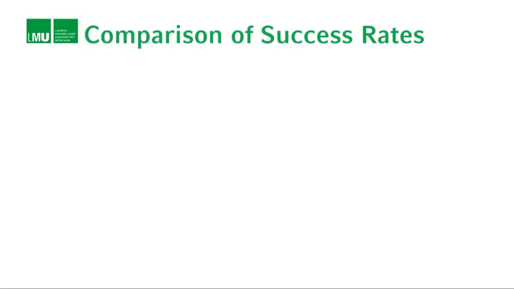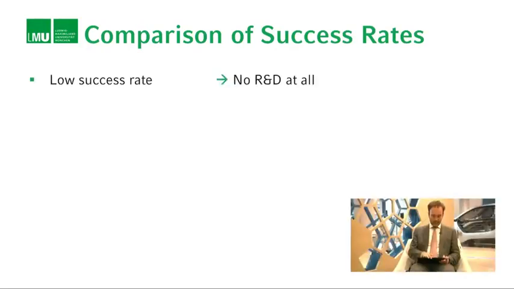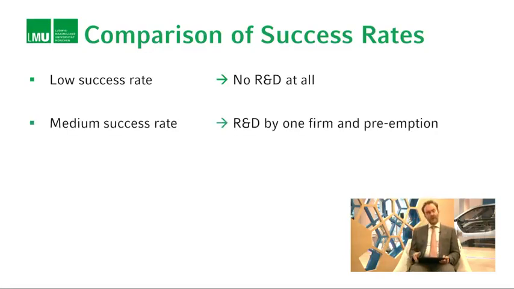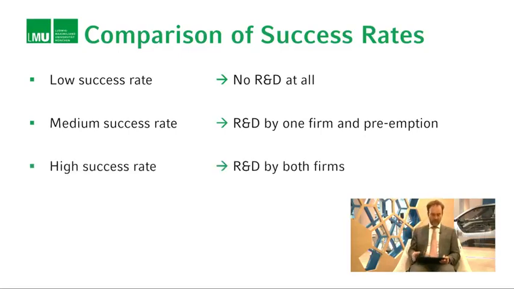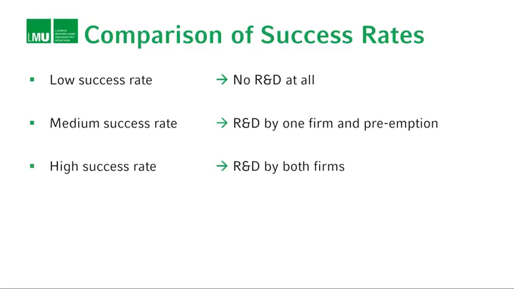Let's now compare the success rates here. If the success rate is fairly low, then the best thing that firms can do is not to do R&D at all, which sort of makes sense. If it's not a good innovation, if it's not a good field to be in, then maybe you're better off staying out. If you have an intermediate success rate, we're going to find R&D being done by one firm and that firm trying to preempt the other one, right? So we want to commit to doing R&D before the other one can. And if the success rate is fairly high, both firms will want to do R&D simultaneously.